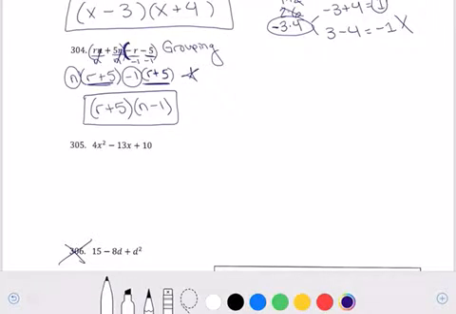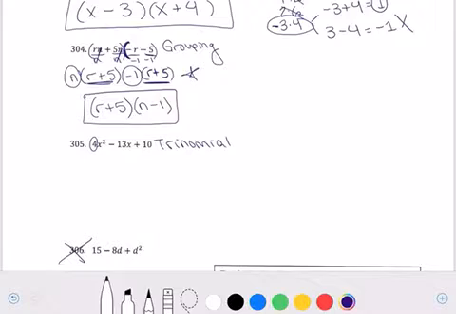I then go on to count my terms. There are 3 terms, so this is another trinomial. However, you then have to figure out if it's trinomial easy or trinomial AC. Because of this 4 in front of the x squared not being a 1, that makes this trinomial AC.